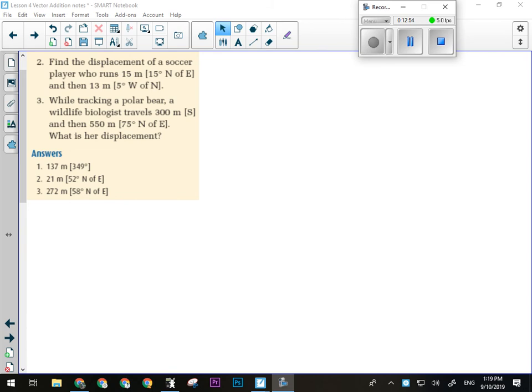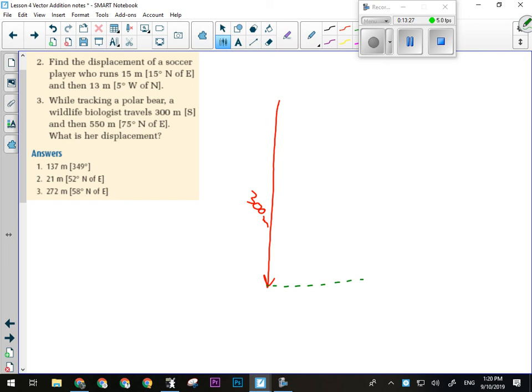Okay. So on this one, the purpose of this question is to illustrate, once again, the importance of at least having a rough scale for your diagram. The first thing this person does is go 300 meters south. Then they go 550 meters at 75 degrees north of east. Where is my 75 measured from? East. So I'm going to go east as a reference, and I'm going to go 75 degrees north of that. That's almost all the way back, right? The 75 is close to 90. So my triangle is going to look like this.